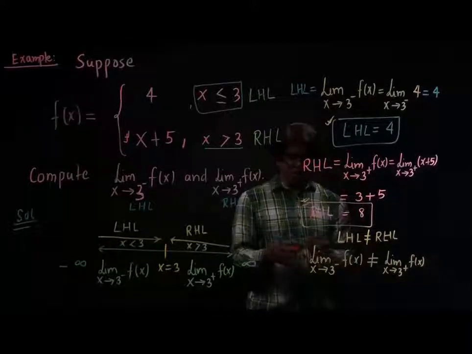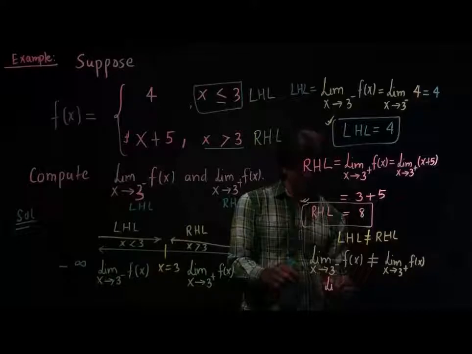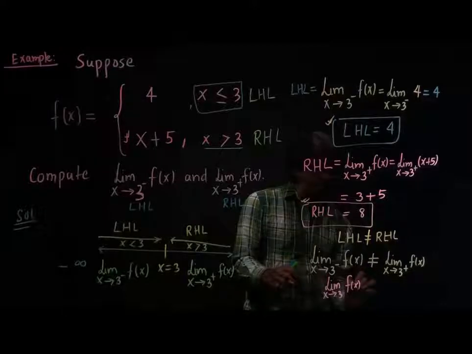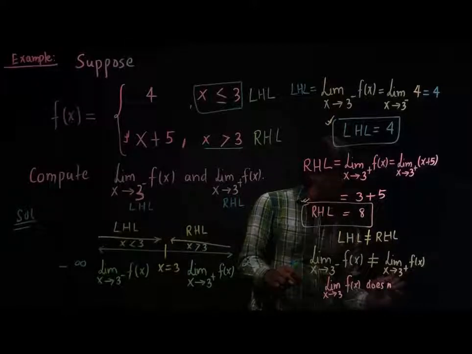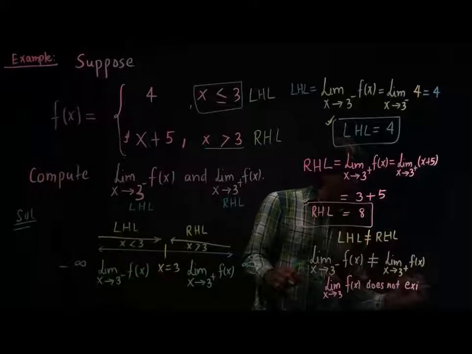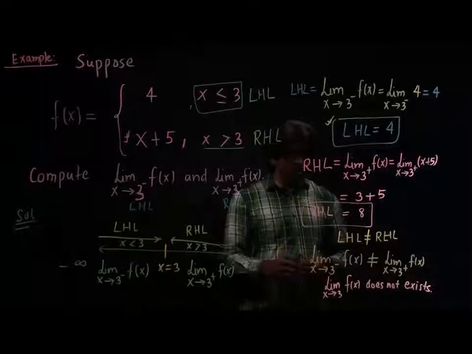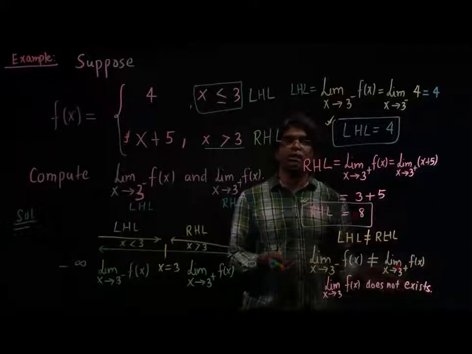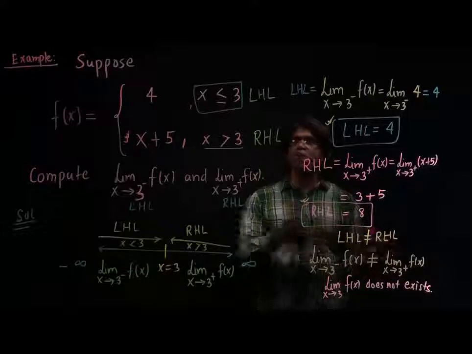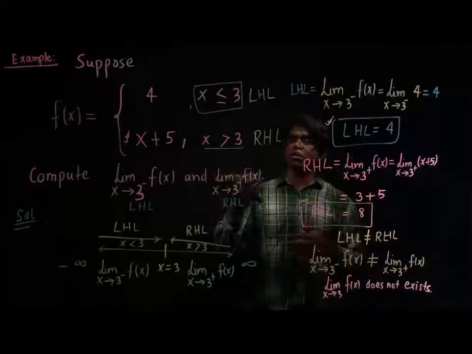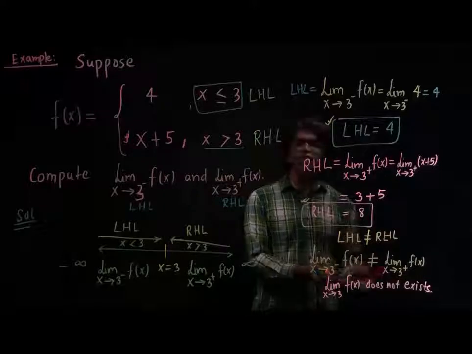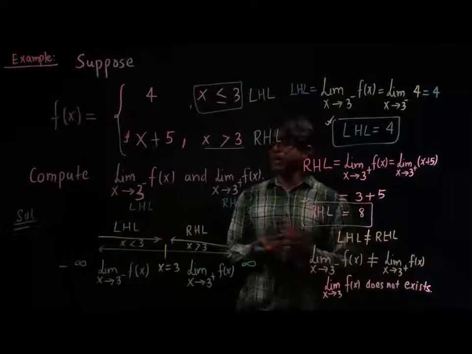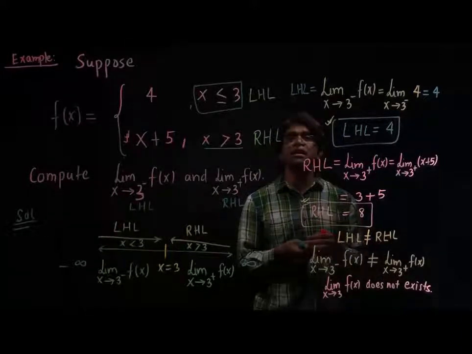So this simply means that the limit as x tends to 3 of f(x) does not exist, because left hand limit is not equal to right hand limit. So the limit of the function overall, the limit as x tends to 3 of f(x), does not exist. And this is how we find the left hand limit and the right hand limit, and we can also find whether the limit exists or not.